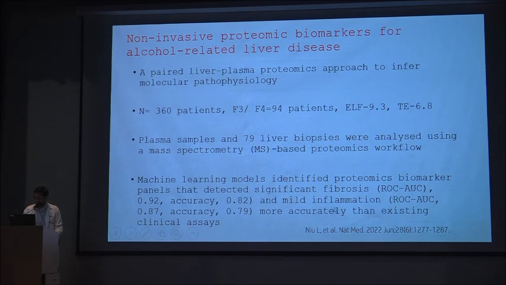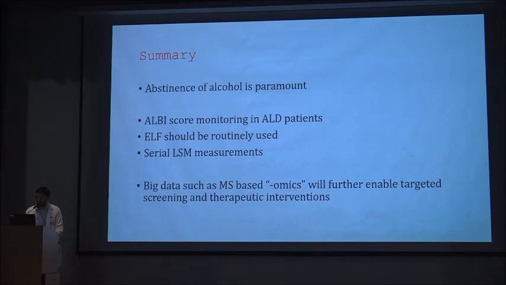Then another continuous parameter that could be looked into is proteomic biomarkers. In this study published in 2022 in Nature Medicine, paired liver biopsy as well as plasma proteomics were studied. Out of 360 patients, 94 patients had F3, F4 at baseline, with ELF of around 9.3. The mass spec based proteomic studies and pathways were all studied, and it was seen that the machine learning model identified a proteomic biomarker panel that detected significant fibrosis and mild inflammation. This could be the area where continuous monitoring could be assessed.